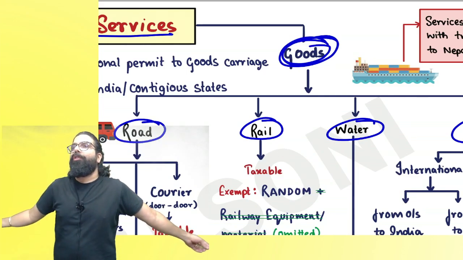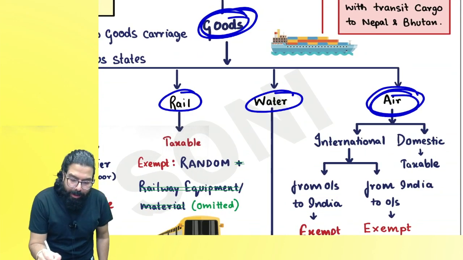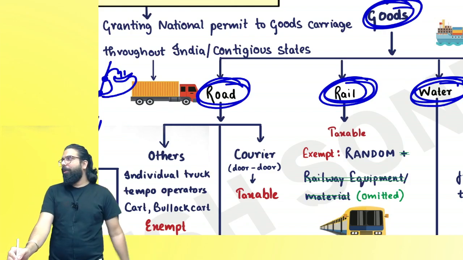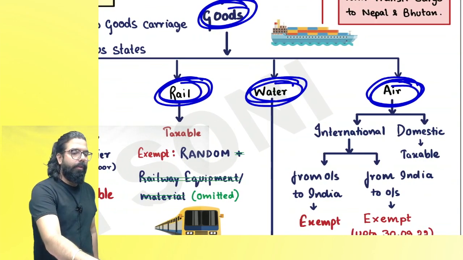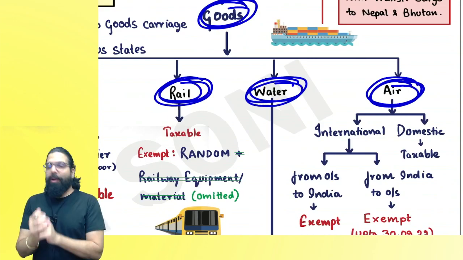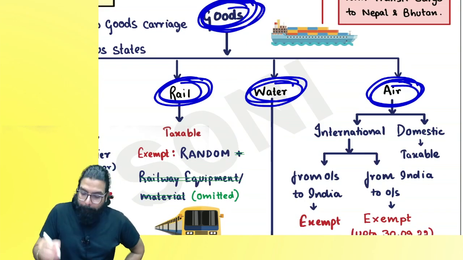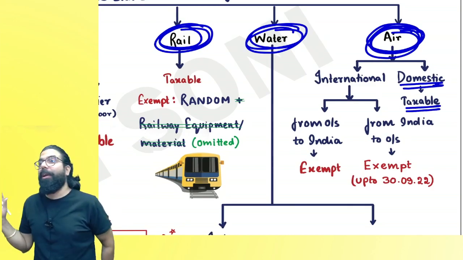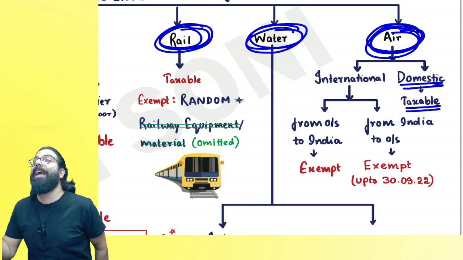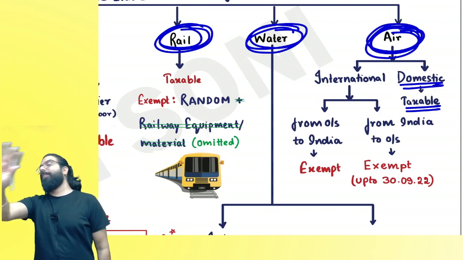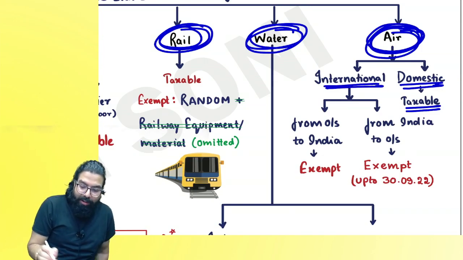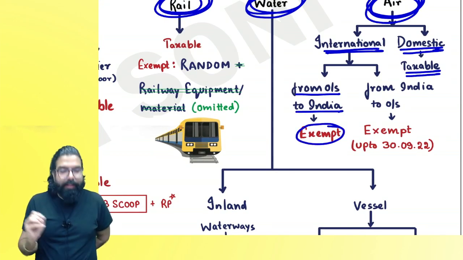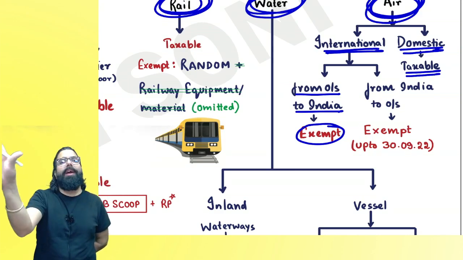Goods transportation, if it is happening by air, water, rail or road, remember. Now, transportation of goods by air, if it is domestic transportation of goods, always remember, it is taxable. Domestically, if you are transporting goods by air, it is always taxable, no exemption. International transportation of goods from India to outside India is always exempt.